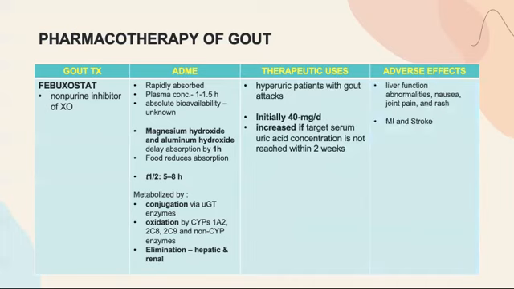The most common adverse reactions in clinical studies were liver function abnormalities, nausea, joint pain, and rash. Liver function should be monitored periodically. There was a higher rate of MI, or myocardial infarction, and stroke in patients on this drug than on allopurinol.